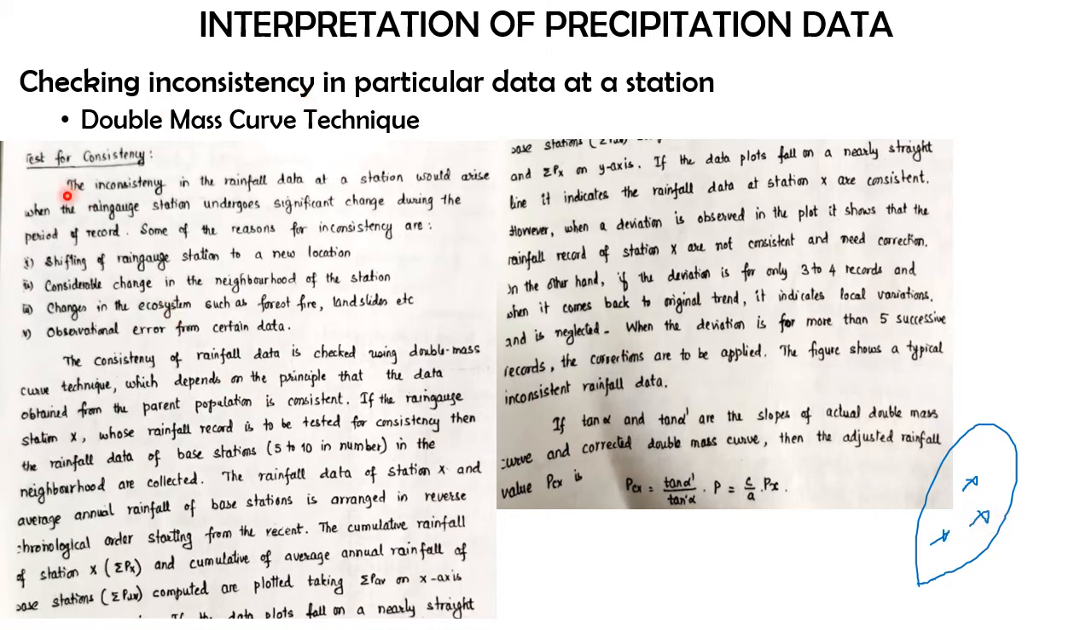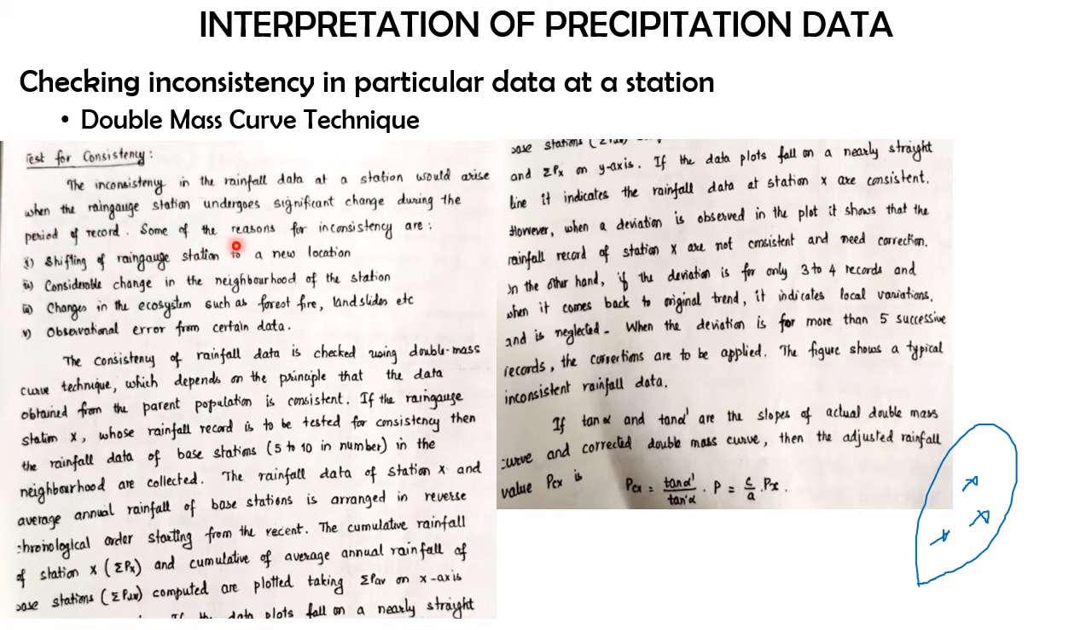Here also let us go ahead with the theoretical aspect first. I'll read it out, then we'll try to understand this in a better way. First thing, test for consistency. The inconsistency in the rainfall data at a station would arise when the rain gauge station undergoes significant change during the period of record.